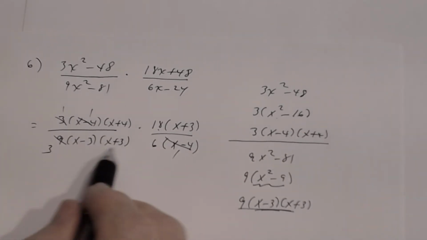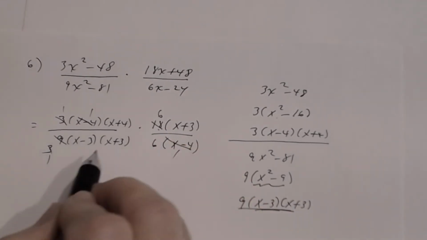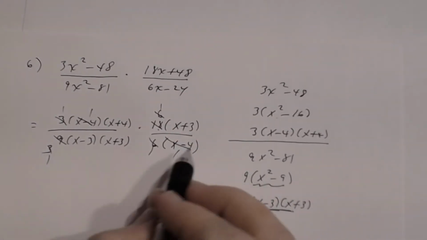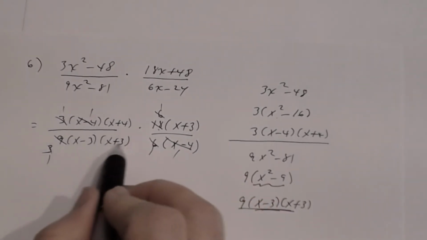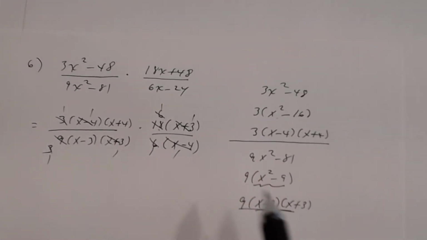Yeah, in fact, both of them. So let's think about this. 3 to 3 is 1. 3 to 18 is 6, right? 6 and 6 is 1. The next factor is x plus 3. Is there an x plus 3 occurring as a factor in the denominator? Yep, right here. So those divide out, and that's it.